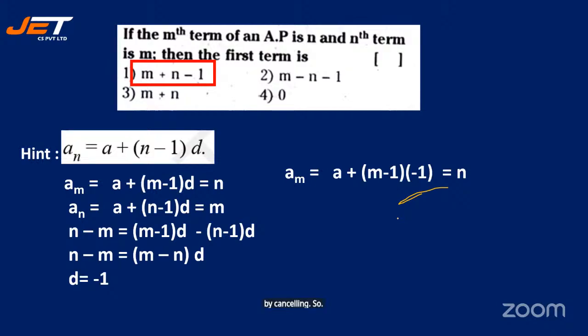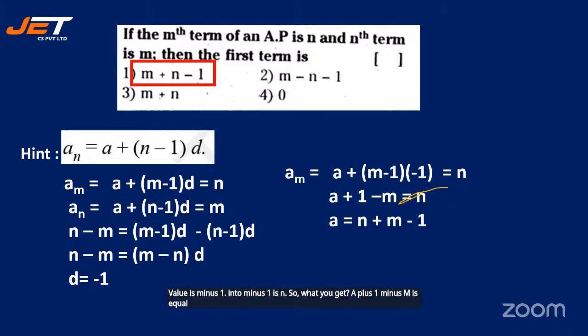So what is it they're asking? The first term. So just put it in the one equation. a_m is equal to a plus m minus 1 into d, value is minus 1 into minus 1 is n. So what you get? a plus 1 minus m is equal to n. So a is equal to n plus m minus 1. So that is how your option 1 is the correct. Okay. So if you have any doubt, quickly you can ask me now.